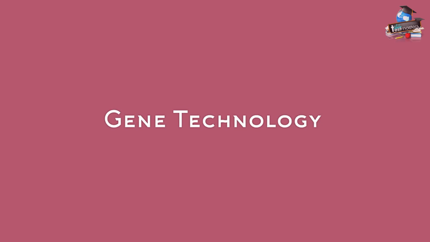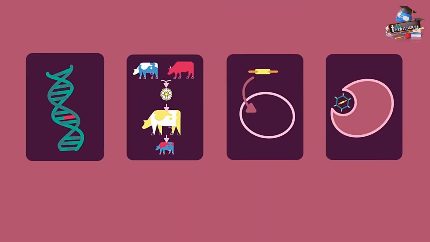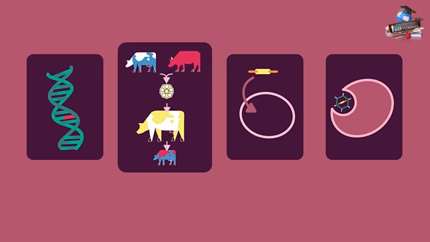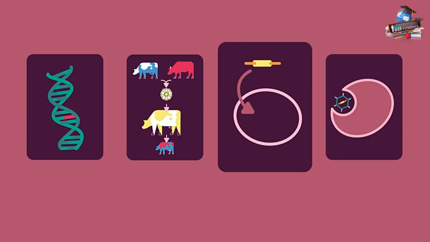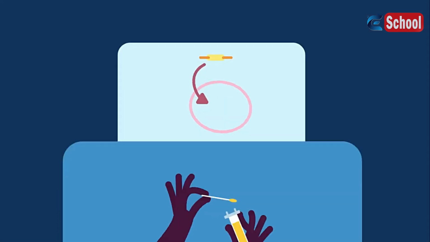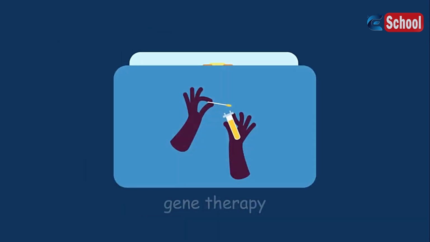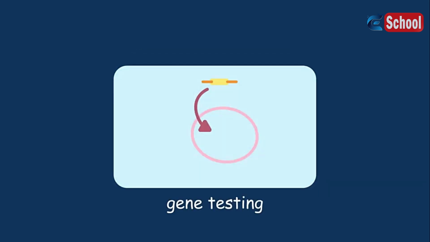Gene technology is the term given to a range of activities concerned with understanding how genes are expressed, taking advantage of natural genetic variation, modifying genes, and transferring genes to new hosts. There are many forms of gene technology. This video will take a closer look at genetic engineering, vaccines, gene therapy, and gene testing.